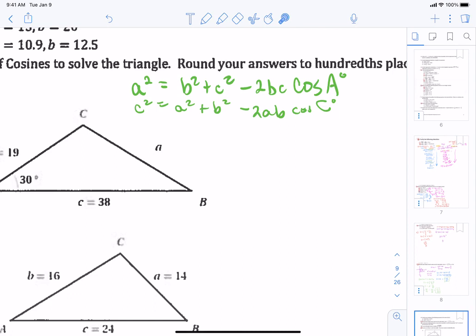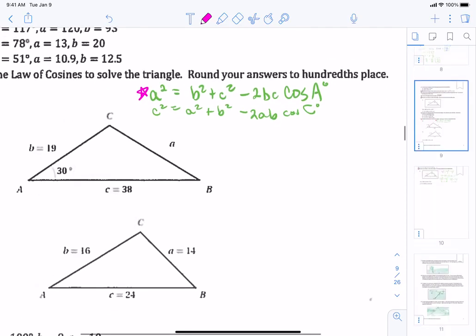Okay. So I'm going to start out, I'm going to use this one because I need to find A. So I have A information, so let's do that. And so if I start out with A, I know A squared is B squared plus C squared minus 2 times B times C times the cosine of angle A.